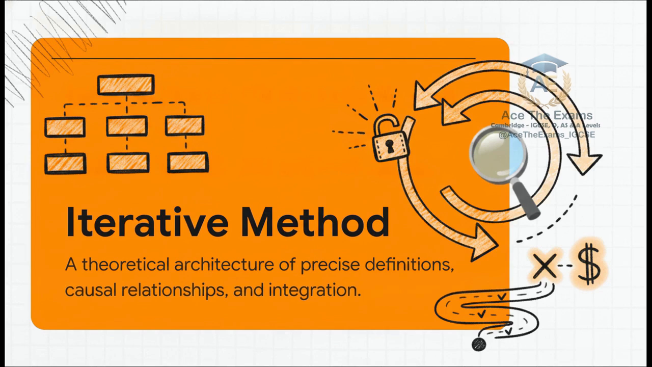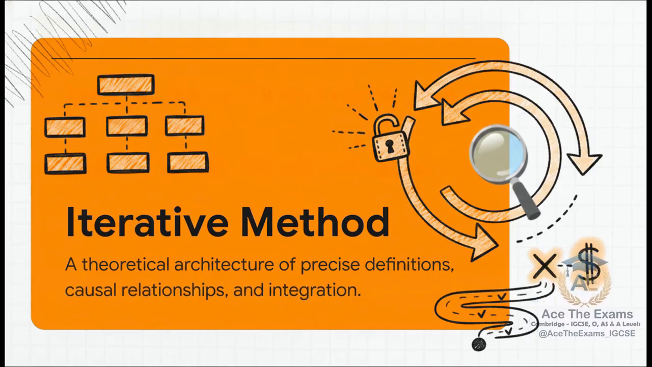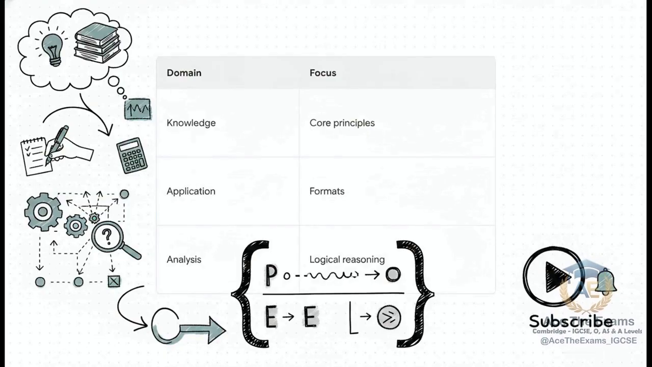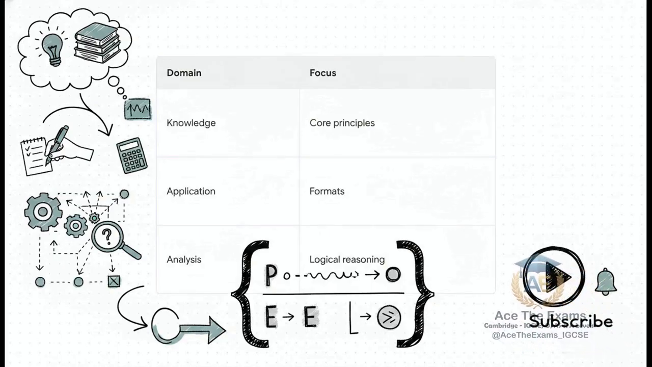And in these high-level Cambridge 9709 papers, the journey itself is precisely what is being assessed. The journey is the math. The destination is just a byproduct. And this table right here brilliantly illustrates exactly how you are evaluated across those three cognitive domains: knowledge, application, and analysis.